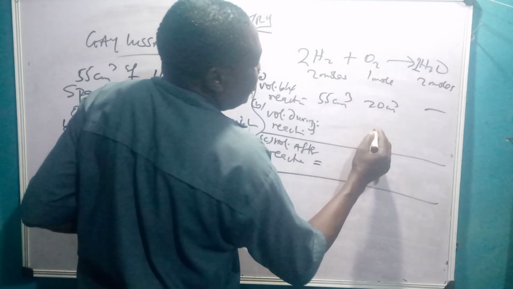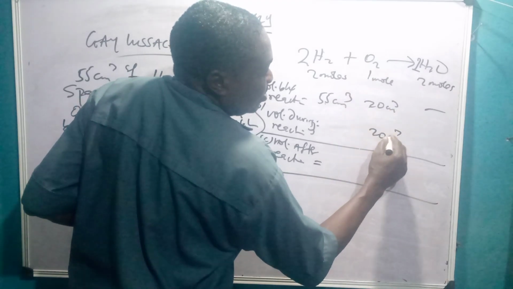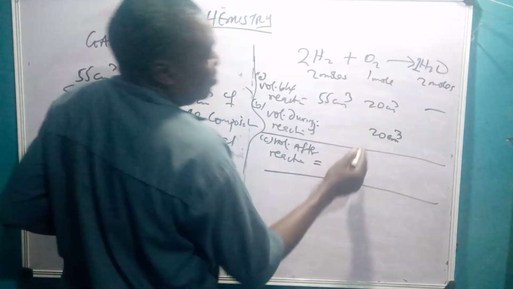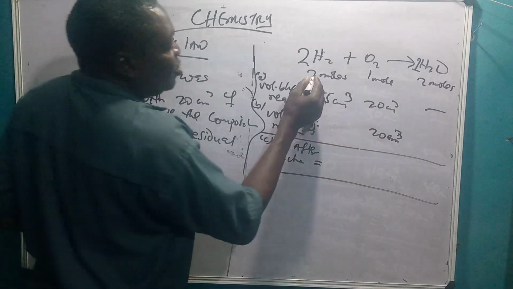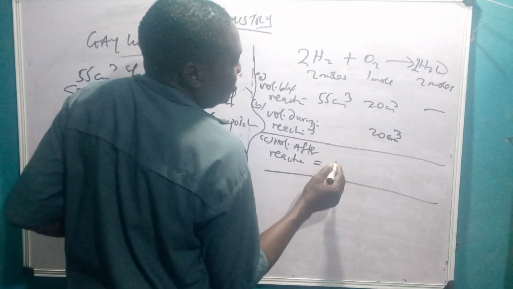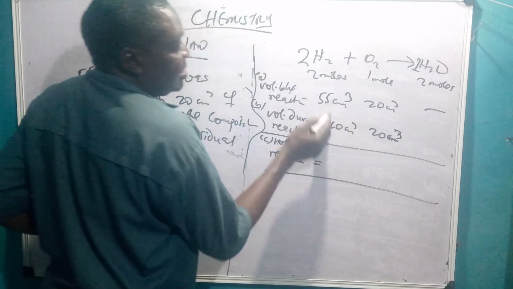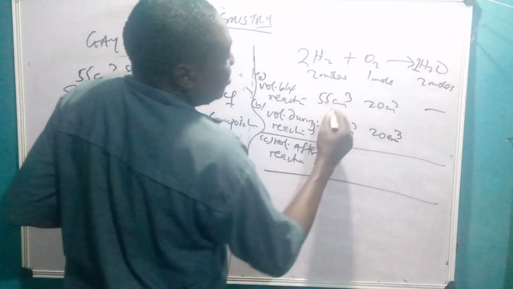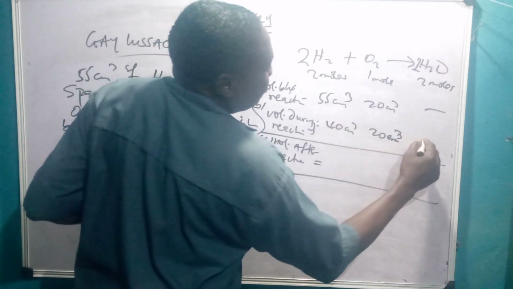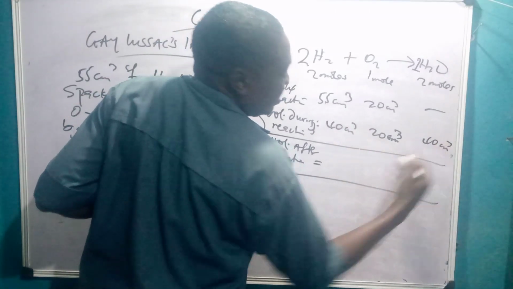When it was 1, it was 20 cm³. I hope you are following what I'm doing, my friends. When it will be 2, it will be 20 times 2, making 40 cm³. You can see that it's still less. Wherever I have to, I will put in 40 cm³.